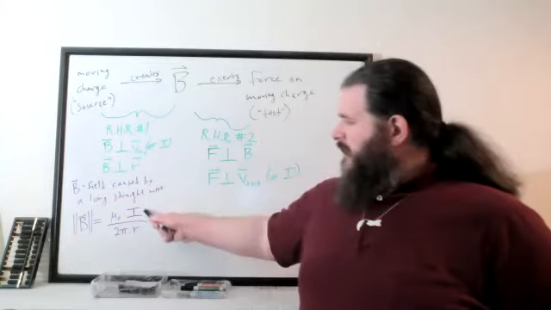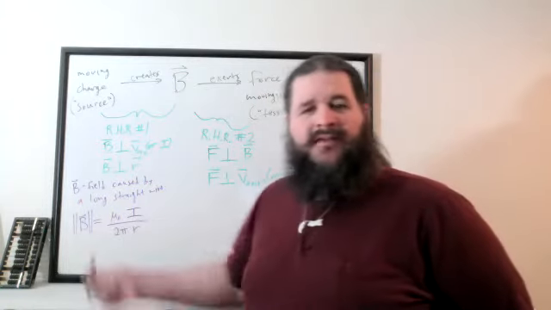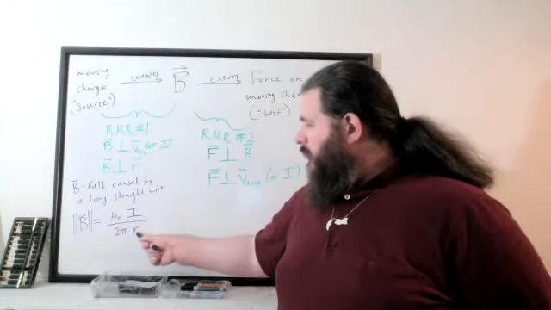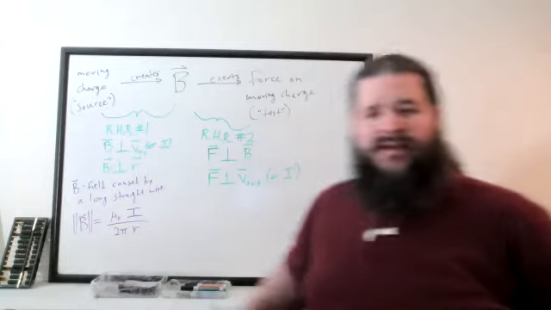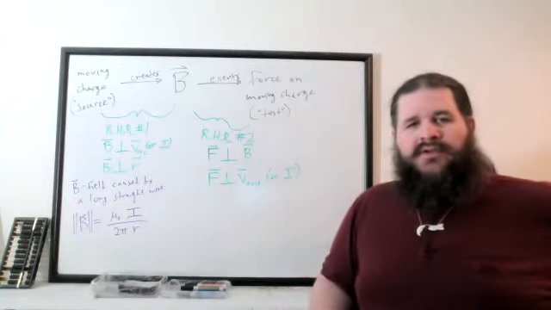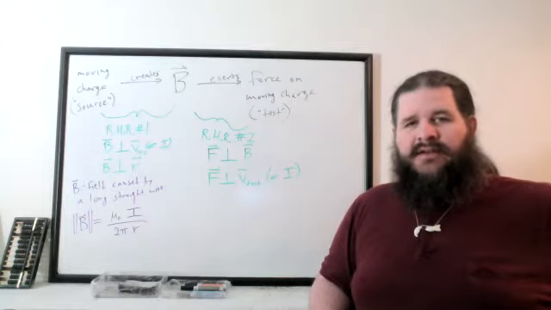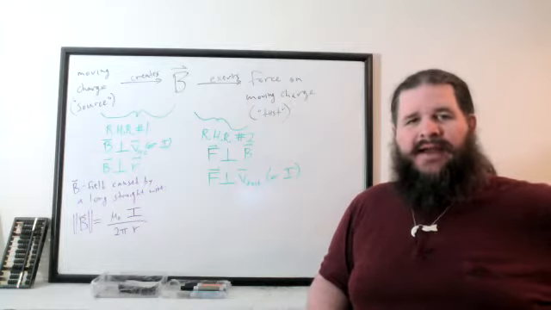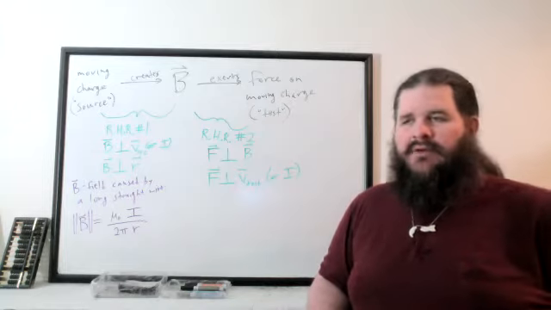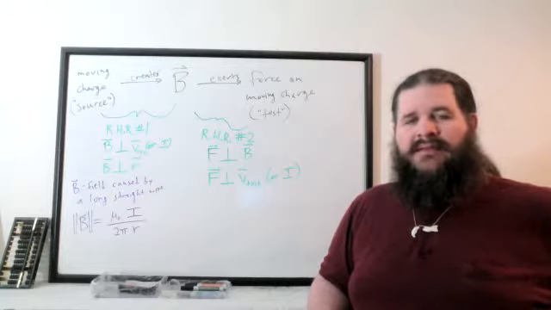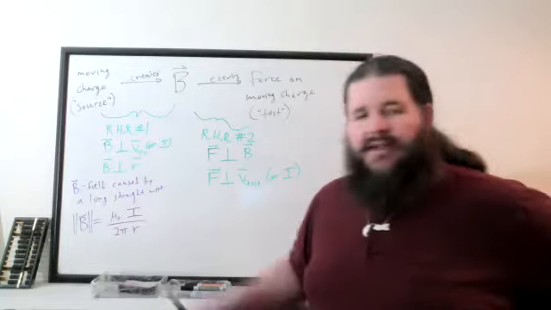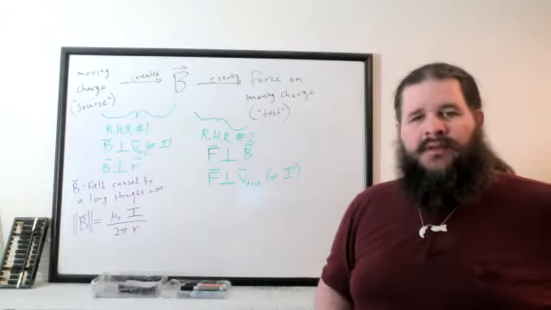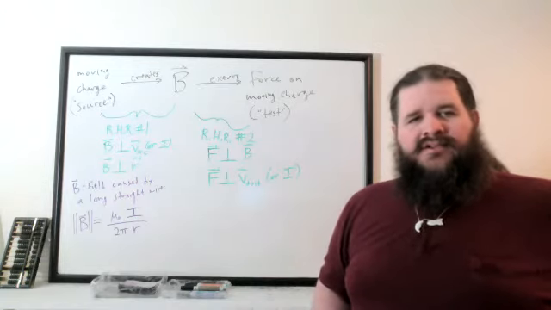Which means the faster the current is flowing, the stronger the magnetic field is. And the further you are from the wire, the weaker the magnetic field gets. So you can use that for calculating how strong the magnetic field is at any location near a wire. If you've got a wire with current flowing through it that's creating a magnetic field, this will tell you how strong the magnetic field is. Any questions on that so far?